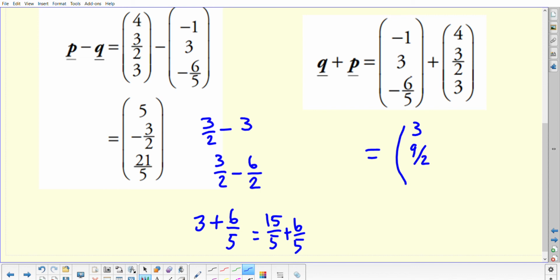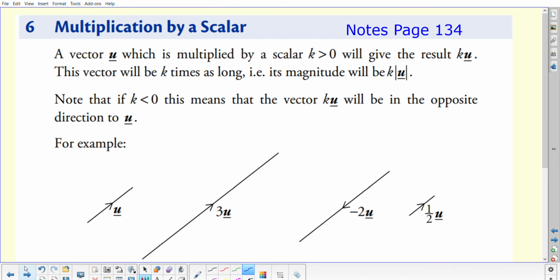And then I've got negative 6 over 5, so that's like negative 1.5, plus the whole number 3, which is going to give me 9 over 5. And again, you can think that through in terms of fractions. So that's adding and subtracting with components.